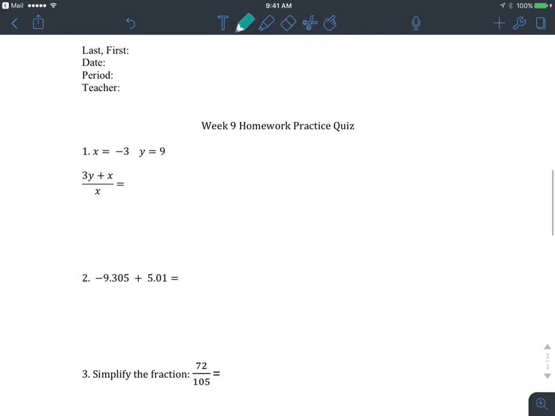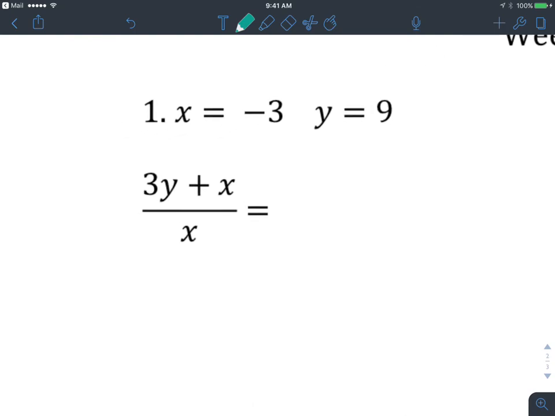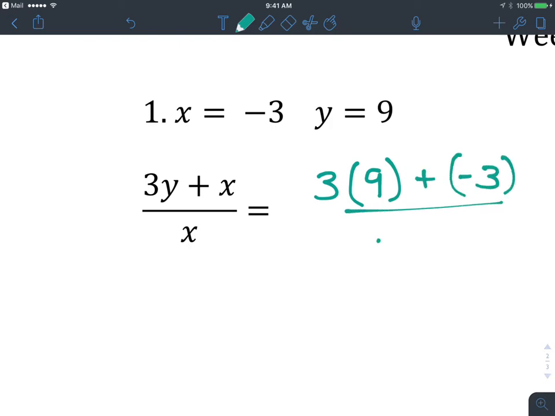So let's go ahead and go through the practice quiz. Just 4 problems here. I'm going to go through it kind of quick. So I've got 3x plus x over x. Now you haven't seen the same variable twice, but you're going to do the same thing we've been doing. Then we're just going to substitute it in there. So I've got 3y, I think I said x, but I meant y. And I'm going to just go ahead and plug in 9 for y, plus x, which is negative 3, over negative 3, which is x.